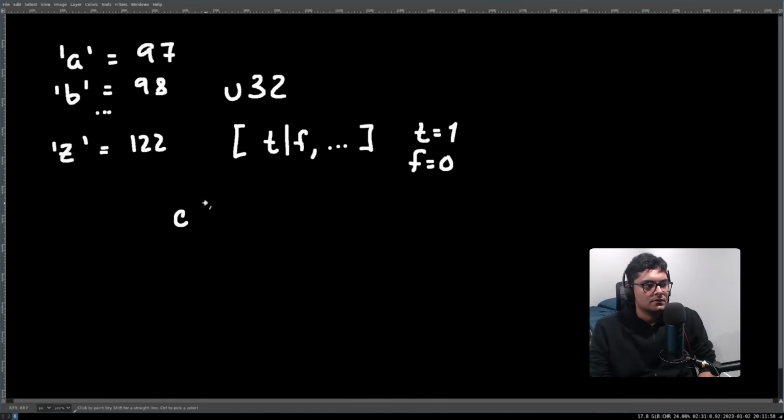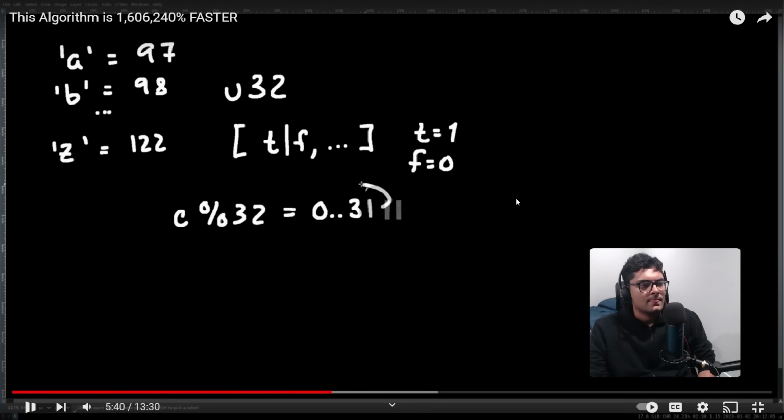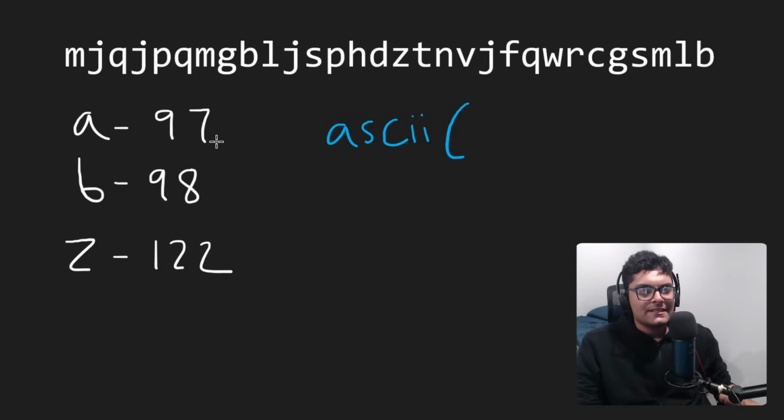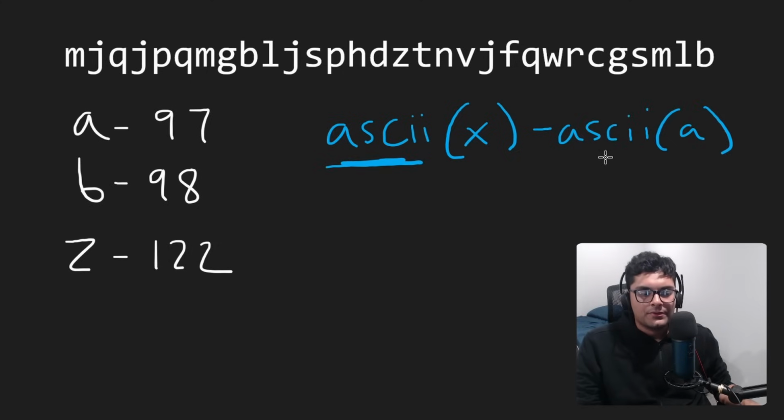Means any character that's moduloed by 32 will result in a number between 0 to 31, which is how many. So this is a very interesting way of doing it. I actually do it a different way. I typically get the ASCII value of the character. Let's say the arbitrary character is X, and then I subtract from it the ASCII value of lowercase a. This is generally a built-in function.